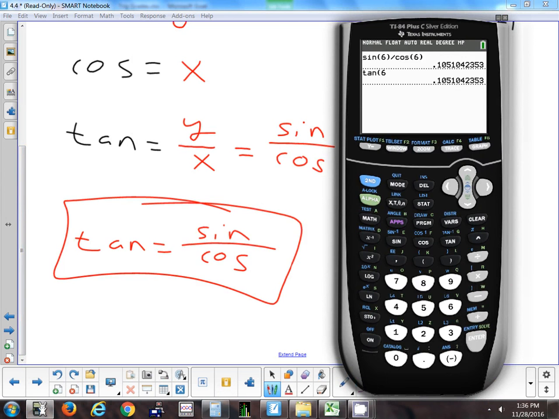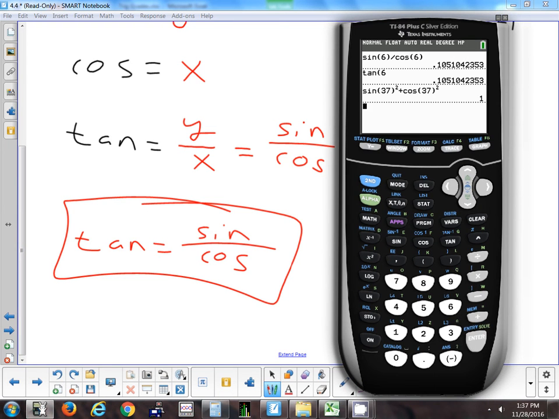Here's another one. Somebody give me a different angle. I could use 6. 37? Okay, I'm going to take the sine of 37. I'm going to square it. And I'm going to take the cosine of 37. I'm going to square it. And I'm going to add the two together. And watch what happens. I get 1. Okay, give me a different angle. Let's just see if that was a coincidence or if it happens again.